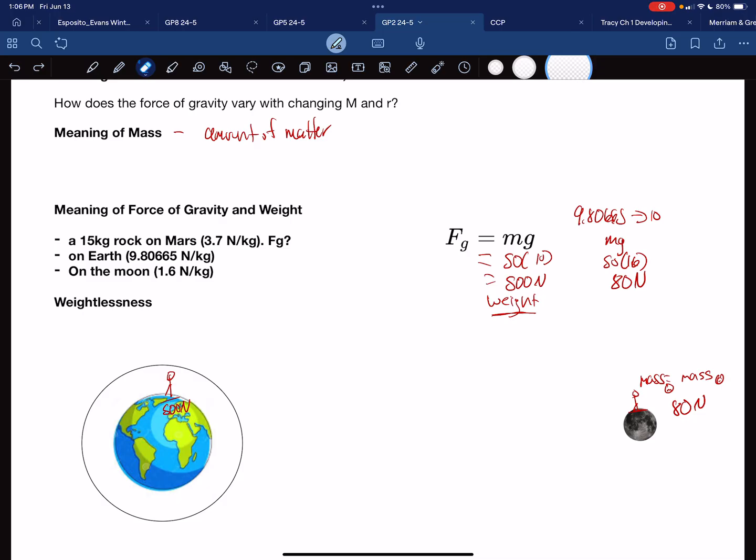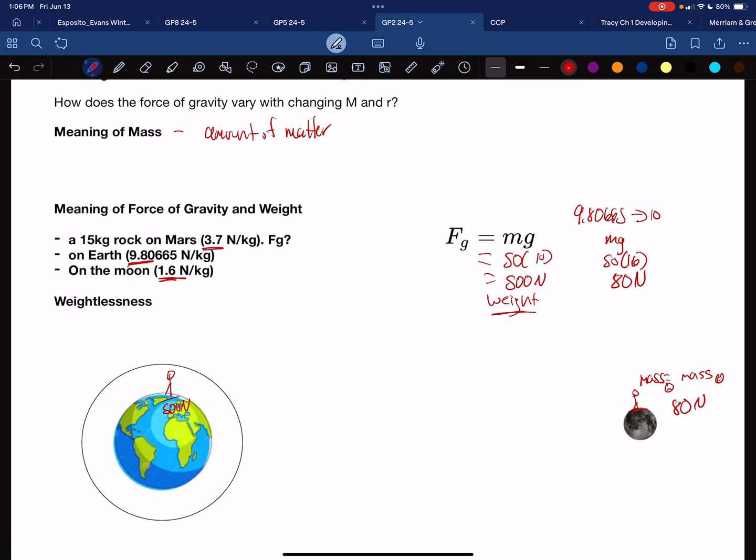Now we can see here that on the moon it's 1.6, on the Earth it's 9.8, and on Mars it's 3.7. Now, notice the units here are newtons per kilogram. We have previously thought these units were meters per second squared. Well, it turns out these units are the same thing. Newtons per kilogram is meters per second squared. The gravitational field strength is the acceleration caused by gravity.